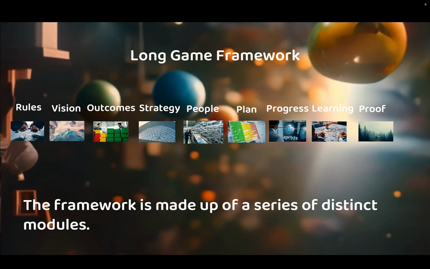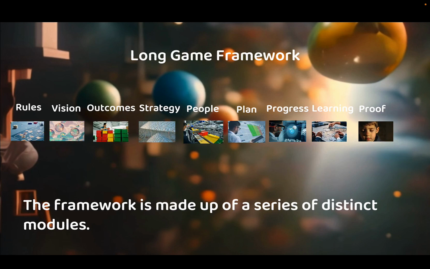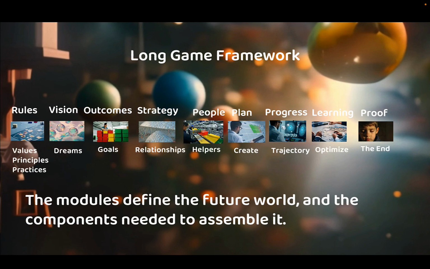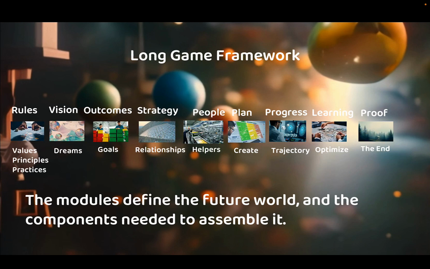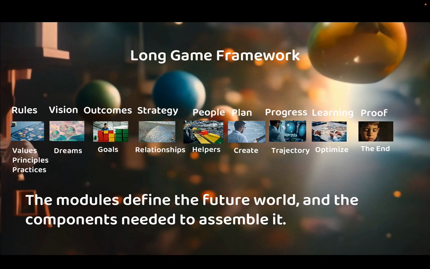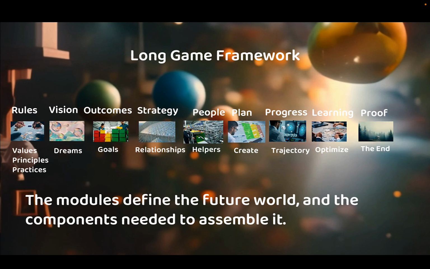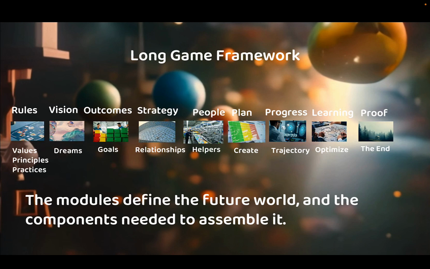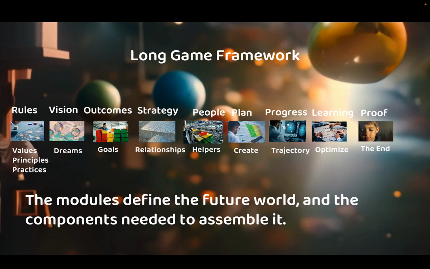And each one of these modules has a series of questions and components that are filled in advance. The modules define the future world and the components needed to assemble it. And the way it works is that the rules establish the values, principles, and practices that I use to make decisions. And I define these things before the vision and dreams, because it's good to have rules of the game.